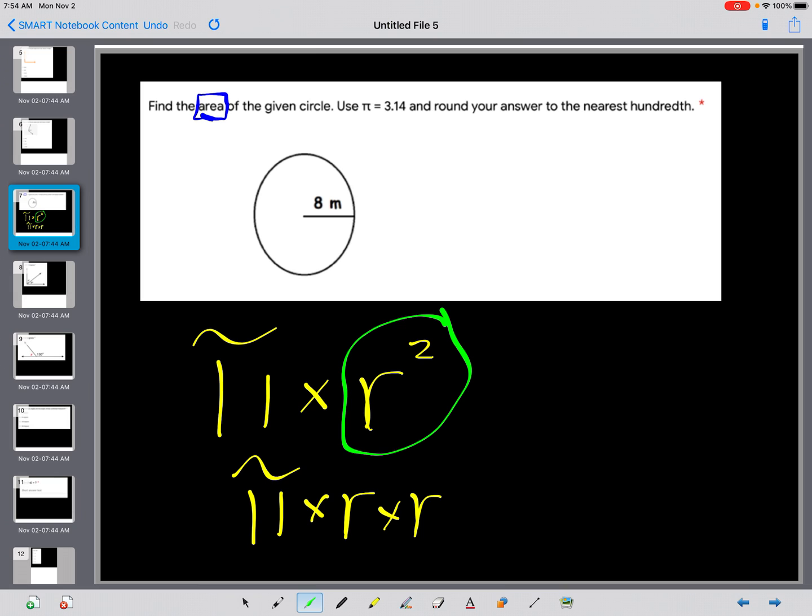So the radius is the distance between a center point in a circle and the edge, and we're using 3.14 again for our purposes. So we're going to do 3.14 times 8 times 8, and when you do that, it comes out to 200.96 meters.